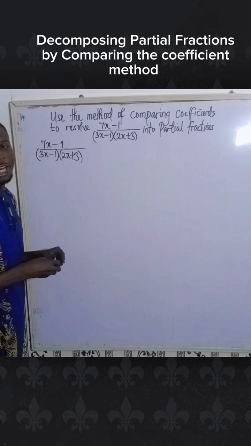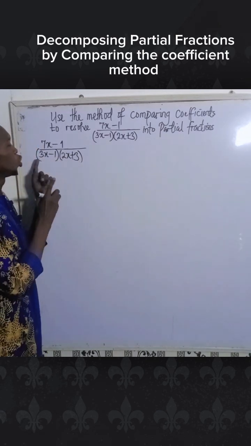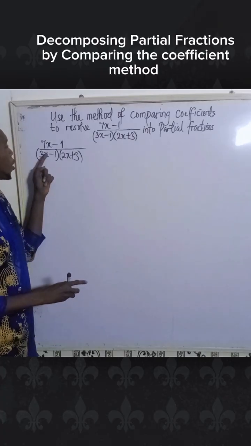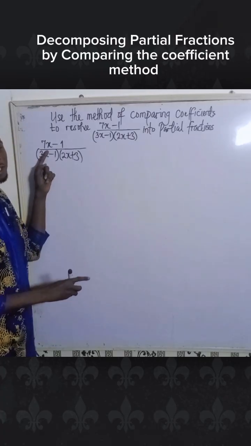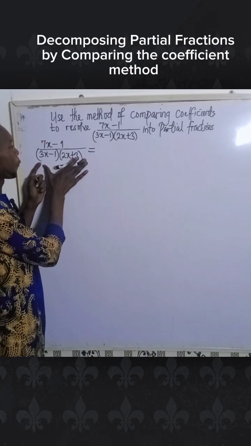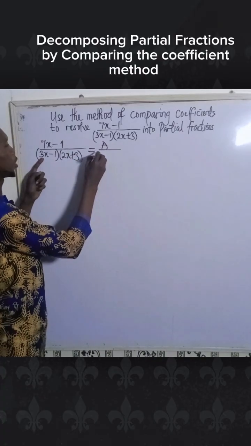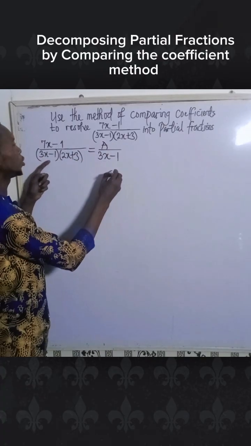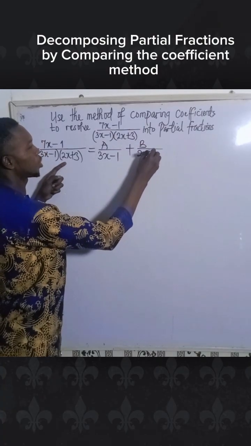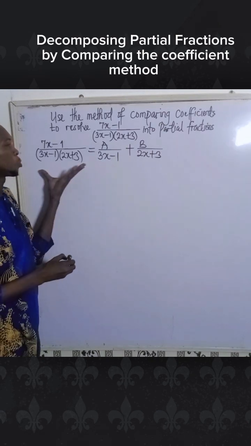All right, check the nature of the denominator. If you check the nature of this denominator, you will discover that it is a linear factor, because the highest power of x here is 1. So in that case, this fraction can be expressed as A divided by 3x minus 1 plus B divided by 2x plus 3. So these are the two partial fractions that we can express this as.